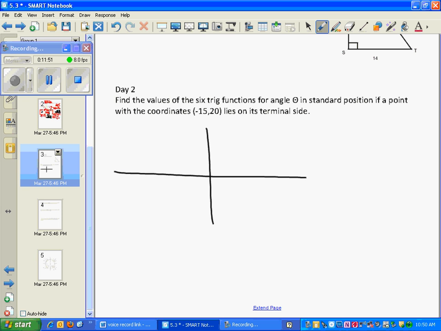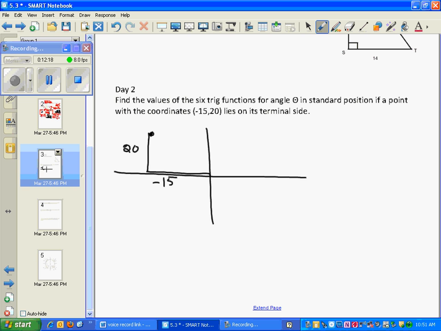Find the values of the 6. So what we're going to do is plot where, if I had to plot this negative 15, 20, what quadrant would I end up in? All right, so somehow I'm going to end up here, right? Now let's draw. I'm going over 15, and I'm going to keep that as a negative 15. And then I'm going to get to this point up 20, correct?